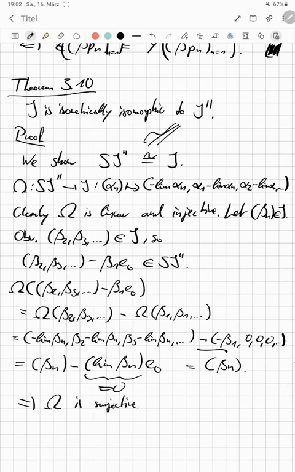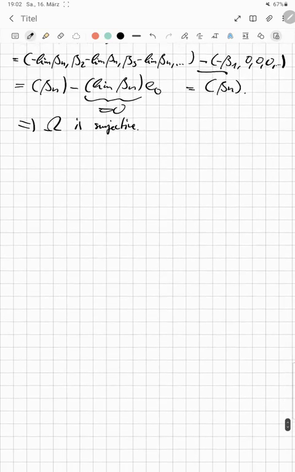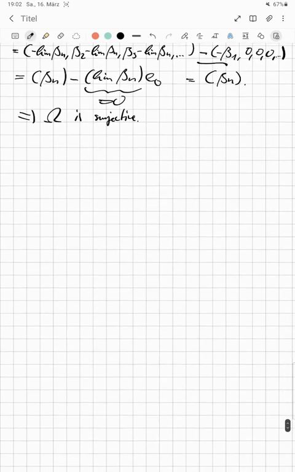And now to find that omega is also an isometry, we will use what we have just developed, this calculation via the Y's. So let beta_n now be an element from S_J'', and let's denote with L the limit of this sequence, which exists.